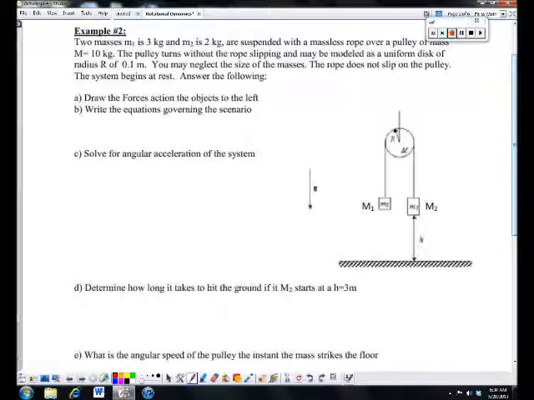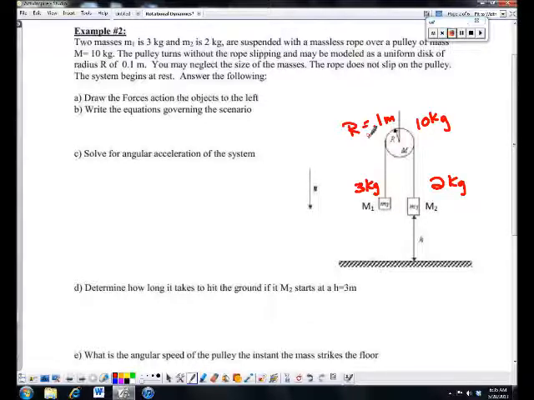So in number 2, I've got two masses, M1 and M2. M1 is 3 kilograms. So I'm going to draw that over here. M2 is 2 kilograms. We're spinning over a pulley of mass 10 kilograms. Okay. The pulley turns without the rope sliding or slipping, and maybe models a uniform disk of radius r, 0.1 meters. So the rope does not slip. The system begins at rest. Draw the forces acting on the systems.